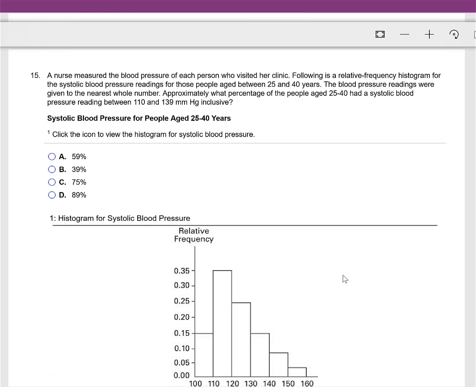A nurse measured the blood pressure of each person who visited her clinic. Below is a relative frequency histogram for the systolic blood pressure readings for the people aged 25 to 40. The blood pressure readings were given to the nearest whole number. Approximately what percent were between 110 and 139? So 110 is here, and then up to 139 is going to be here. So we're looking at three categories. This is a 35, so I could put a 35 on top. We're getting a percent for an answer too. And then we've got right here a 25, so now we're up to 60. And then we've got a 15, so it looks like my answer is going to be 75%.